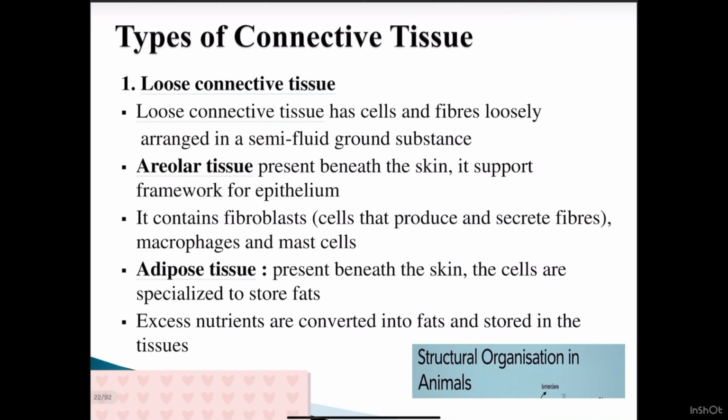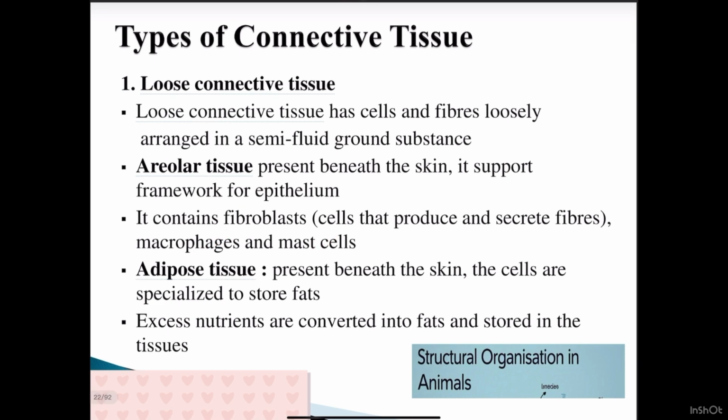Now the loose connective tissue. Loose connective tissue has cells and fibers loosely arranged in a semi-fluid ground substance. These are of two types: areolar tissue and adipose tissue. Areolar tissue is present beneath the skin. It supports the framework of epithelium. It contains fibroblast cells that produce and secrete the fibers. Macrophages and mast cells are also present.